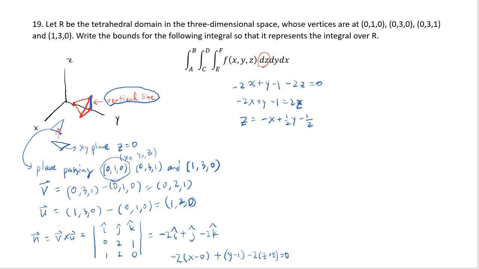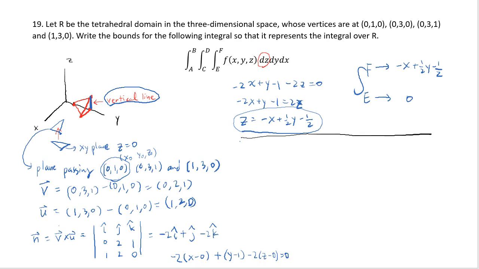Okay, so that means that when you do e to f, f should be negative x plus 1/2 y minus 1/2, and e should be 0, because you start from 0 at the bottom. Okay, so that's the answer for f, which actually required quite a long calculation. Now let's go to the other parts.